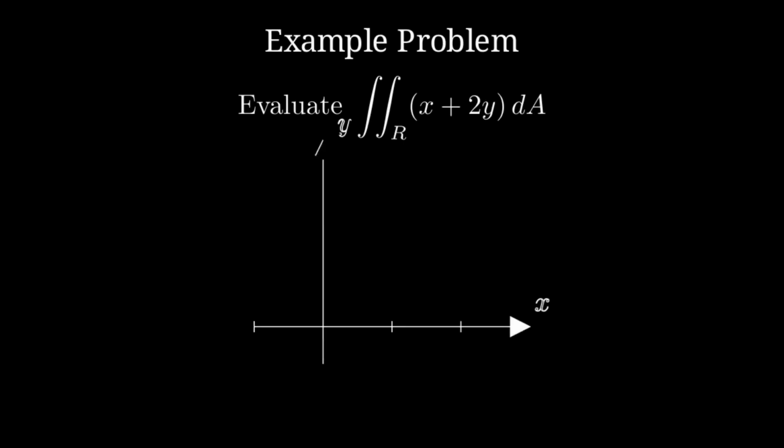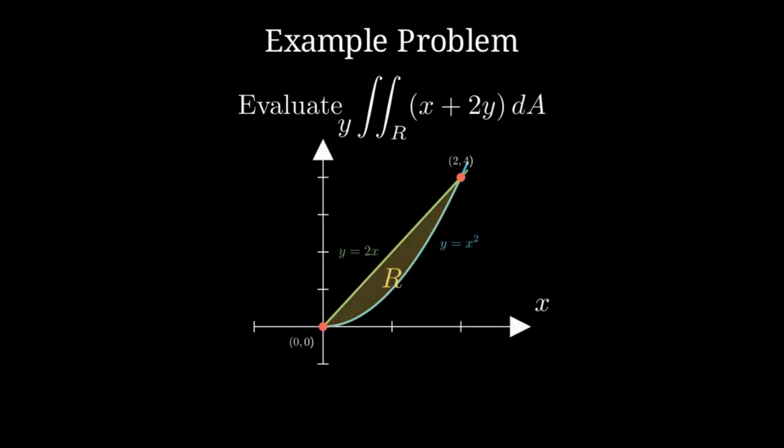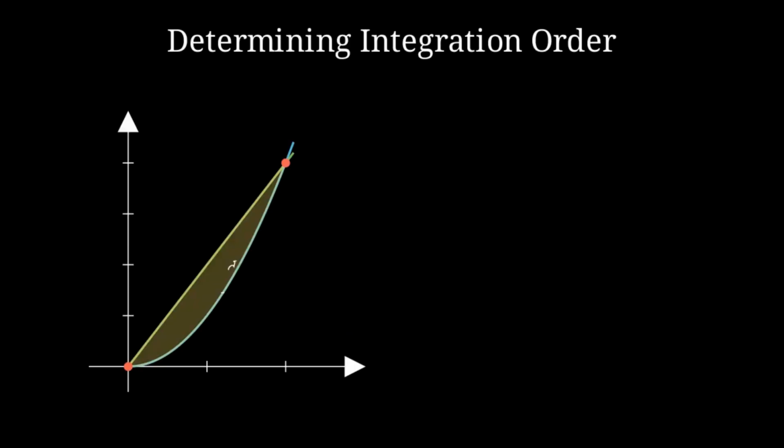Let's solve a specific problem, evaluating the function x plus 2y over a region R bounded by the parabola y equals x squared and the line y equals 2x. First, we identify the intersection points at 0 and 2. We will integrate with respect to y first.